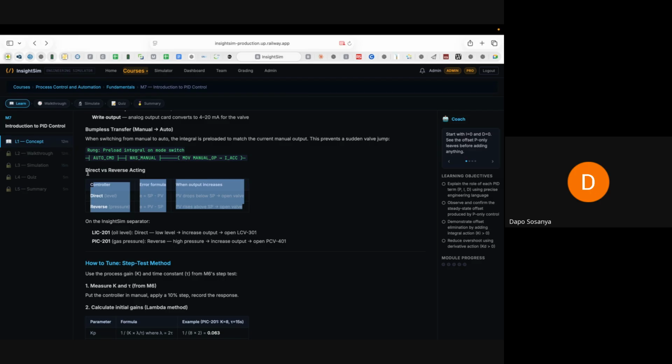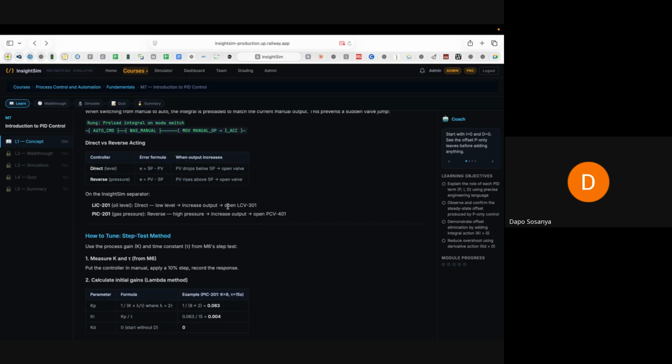So direct versus reverse acting. We have direct acting controller and we have reverse acting. So for those that attended the last lectures, we said that error is SP minus PV. That is when we are talking about direct acting. But reverse acting, error will be PV minus SP. Right. So we need to have that. So you can begin to see the nuances in all of this. But this is an introductory class, right?